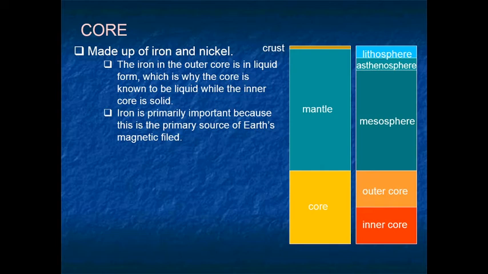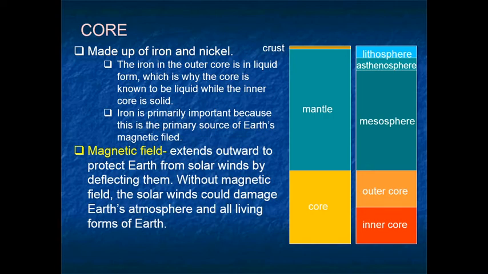Iron is primarily important because it is the primary source of Earth's magnetic field. The magnetic field extends outward to protect Earth from solar winds, deflecting them. Without the magnetic field, the solar winds could damage Earth's atmosphere and all living forms on Earth. The magnetic field is extremely important to sustaining life on Earth. Without it, we would be exposed to high amounts of radiation from the sun, and our atmosphere would be free to leak into space. That's why the magnetic field is a really important part of the Earth.